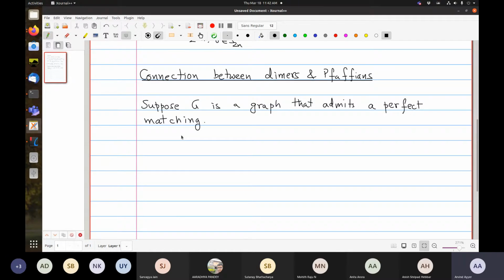Okay, so I'm going to define something which is similar to an adjacency matrix. Maybe I should say first what an adjacency matrix of a graph is.